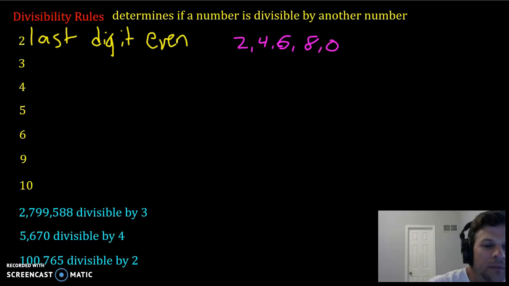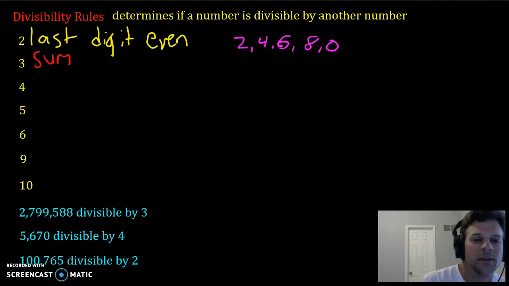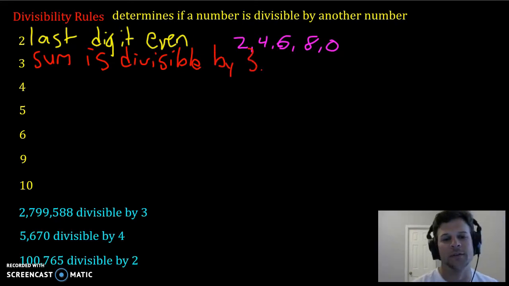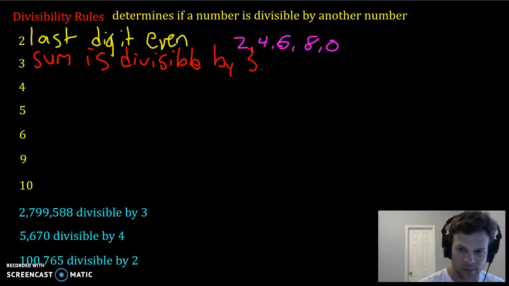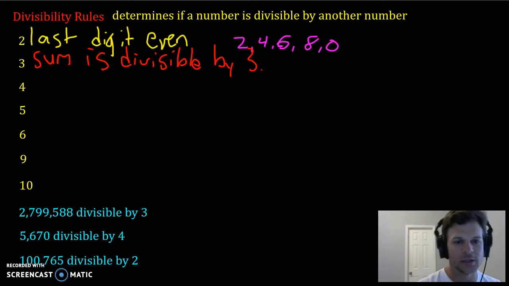For number 3, this one's kind of interesting. You're going to take the sum of all of your digits, add all of them together, and if that sum is divisible by 3, then your entire original number is also divisible by 3. Okay? Whatever resulting answer you get, if that number is divisible by 3, then the entire original number is. It's just a way to reduce to figure out what numbers are divisible by 3.